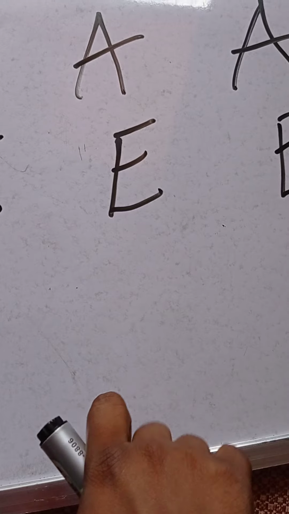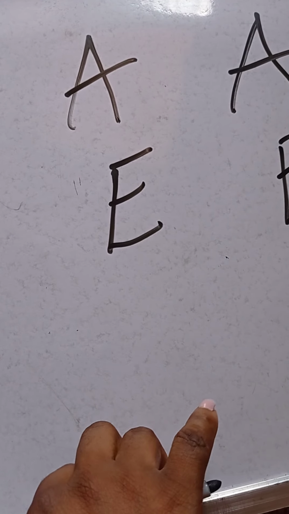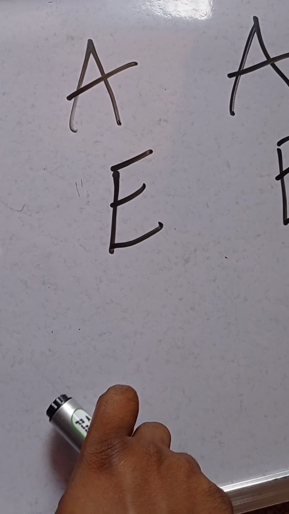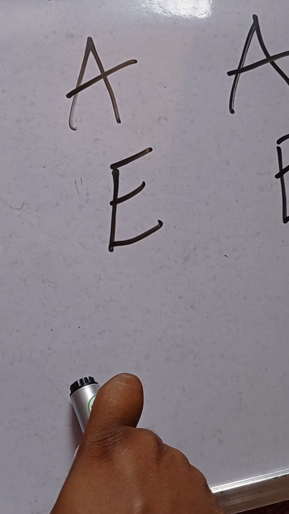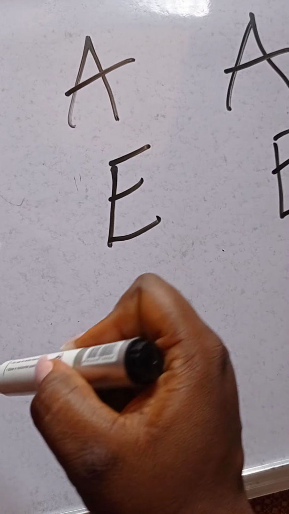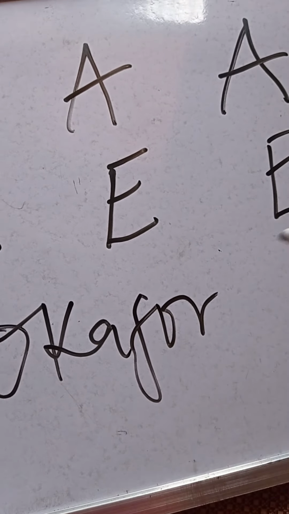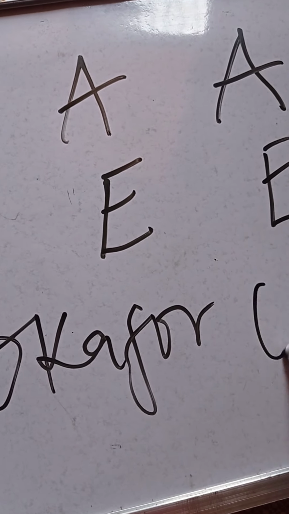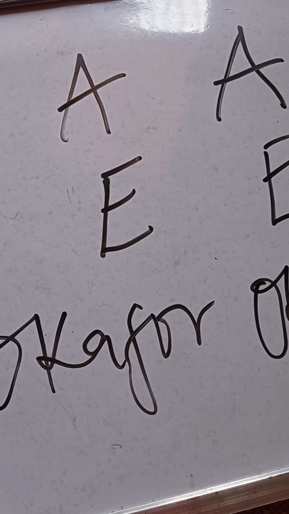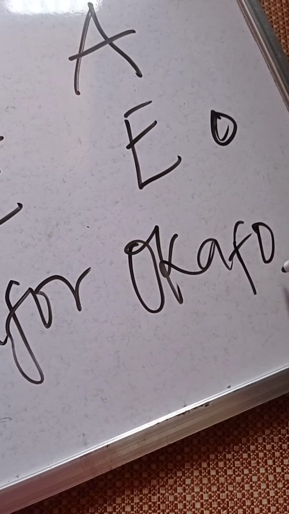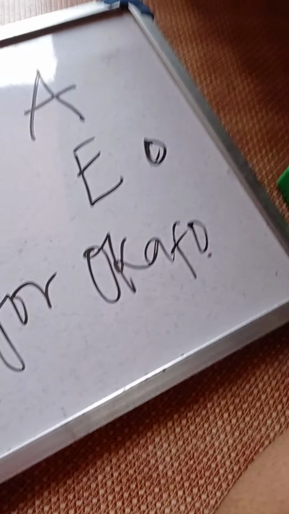So, let's try and know how to write Igbo language with Igbo alphabet. Can we stop writing Okafor like this when we can write Okafor? This is wrong and this is right. And this is it for today's lesson.